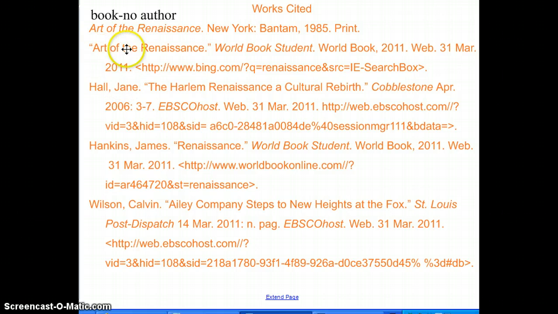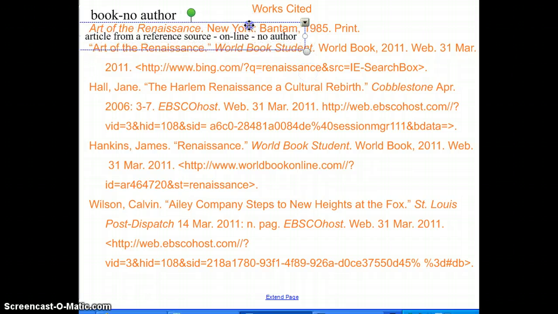The second source was Art of the Renaissance, World Book Student. We've used World Book Student on previous research projects this year already, and we call those reference sources. This is an article from a reference source online. And again, we have no author.